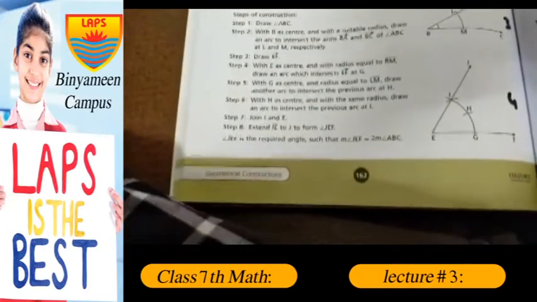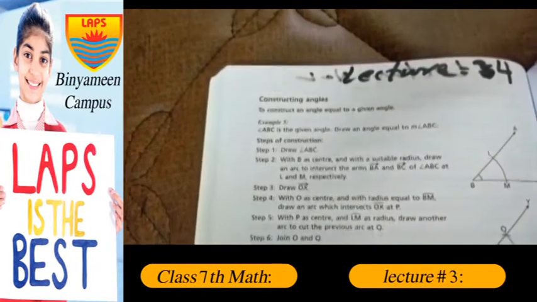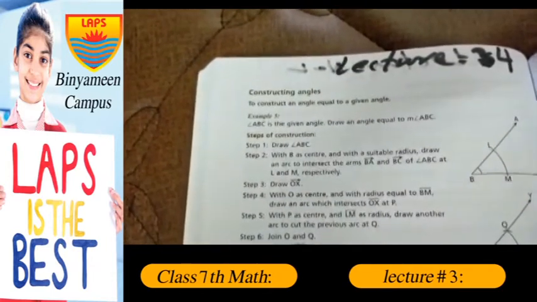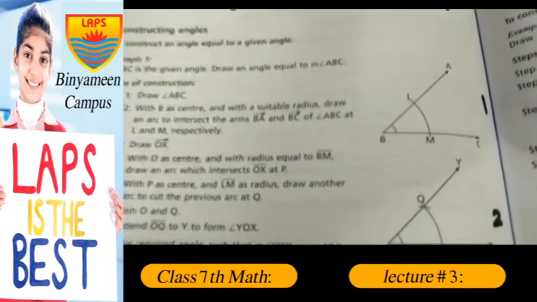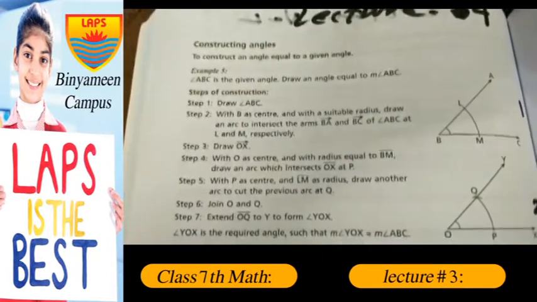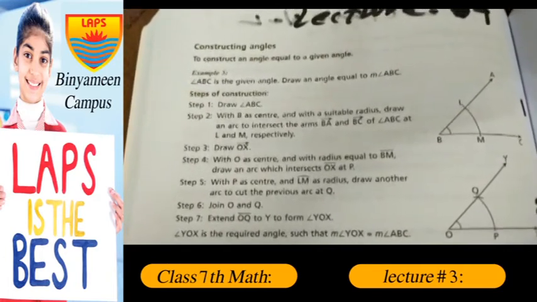Page number 162, lecture number 4. Construct an angle equal to a given angle. Example 5, you can check in picture number 1. Angle ABC is a given angle. Draw an angle equal to the measure of angle ABC.